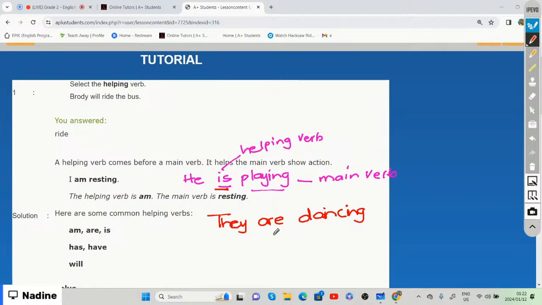And if we look at the helping verb, then are is a helping verb, and our main verb is dancing. And like I say, we use the word are when we are referring to more than one person doing an action. And we use is as the helping verb when we're referring to one person doing an action.